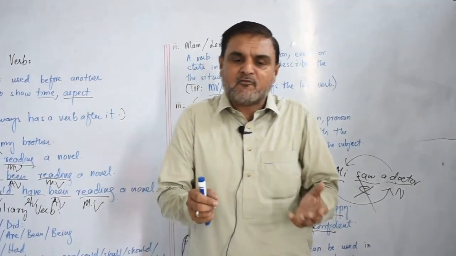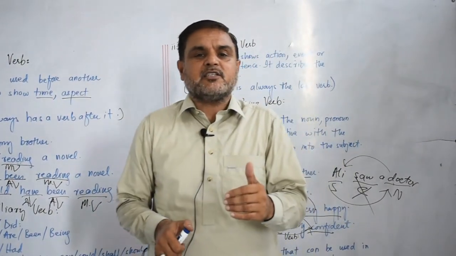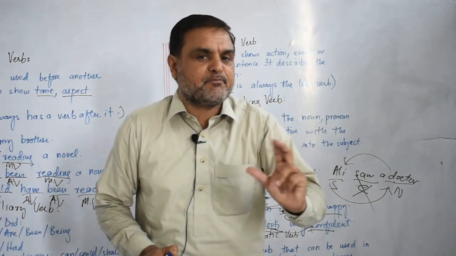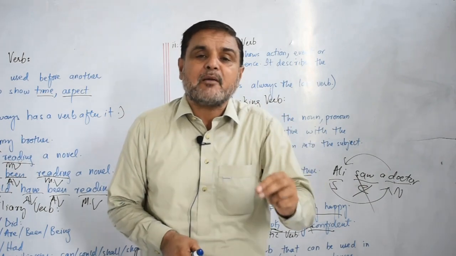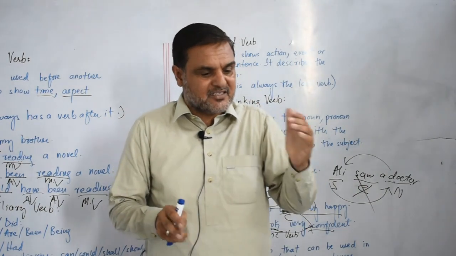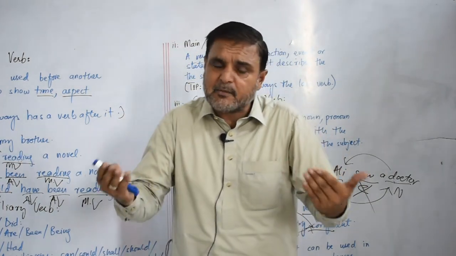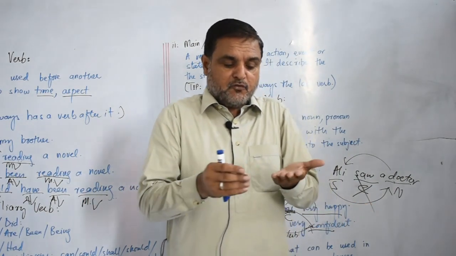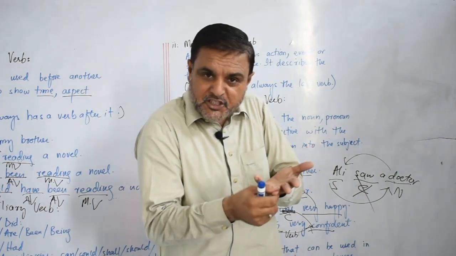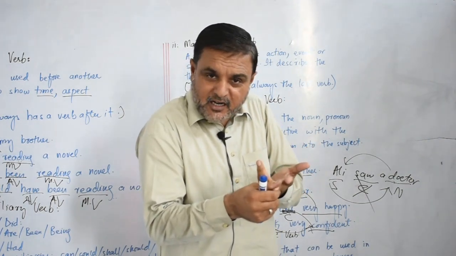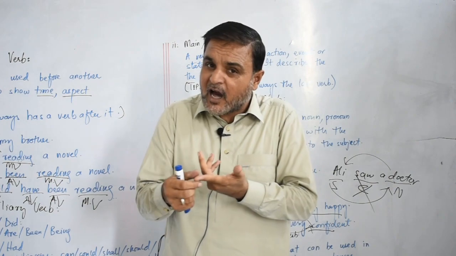There are some verbs in the English language that cannot be used in progressive or continuous tenses. But the overwhelming majority of verbs in the English language are such that they can easily be used in continuous tenses. For example, he is reading a novel. He is watching TV. He is walking in the ground. They are traveling.